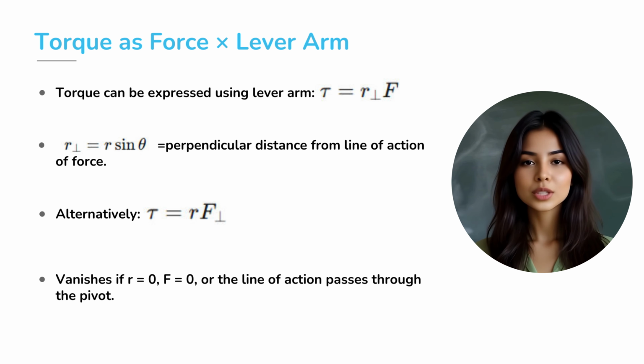Another way to look at torque is through the idea of the lever arm. Torque equals the force multiplied by the perpendicular distance from the axis. So tau equals r perpendicular times F, equation 6.24b, or equivalently, tau equals r times F perpendicular, equation 6.24c. Notice torque becomes zero if the force acts exactly through the pivot or if the perpendicular distance vanishes. That's why pulling on the hinge of a door doesn't rotate it at all. The lever arm is zero.